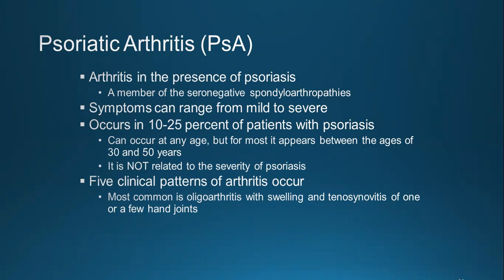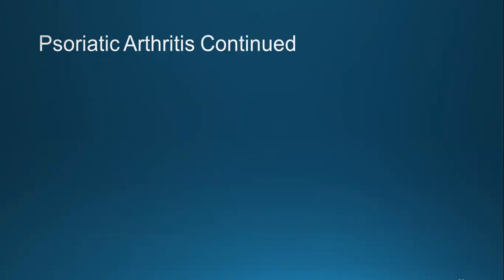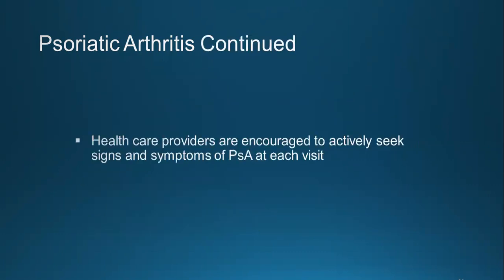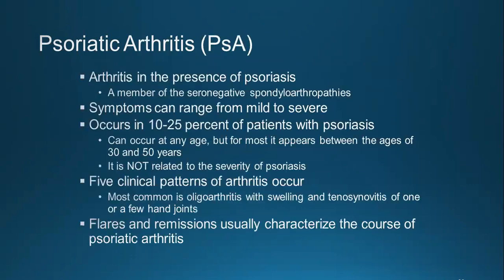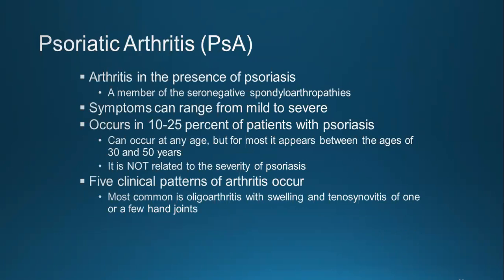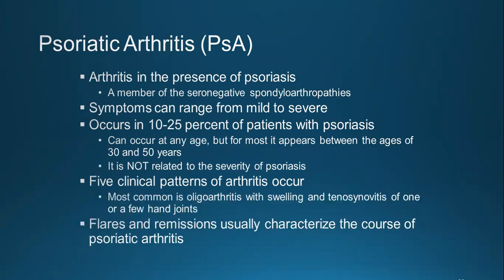Second type is... most common is the oligoarticular variety. Flares and remission usually characterize the course of psoriatic arthritis.